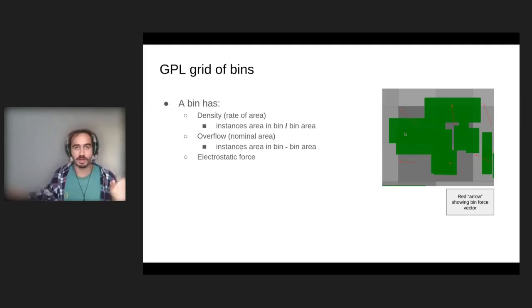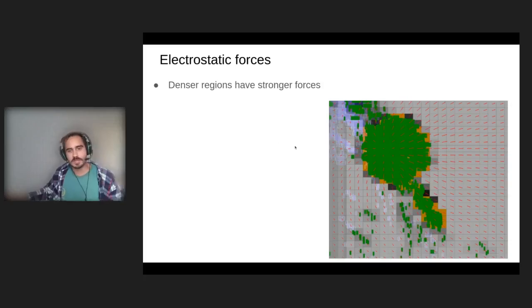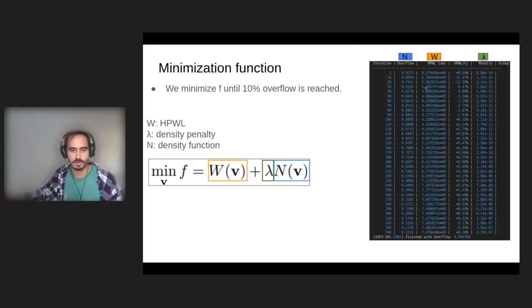Subtract the area of the instances in the bin from the bin area itself. And we also have the electrostatic forces, which are represented by these red lines here. The electrostatic forces work in a way that denser regions, which have more instances clustered together, should have stronger forces trying to spread them out and reduce the electrostatic movement.